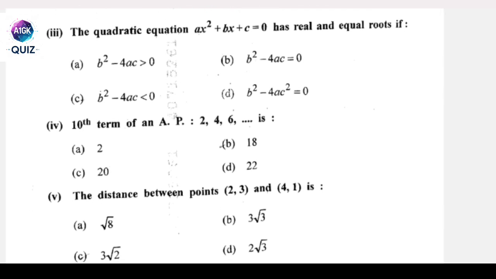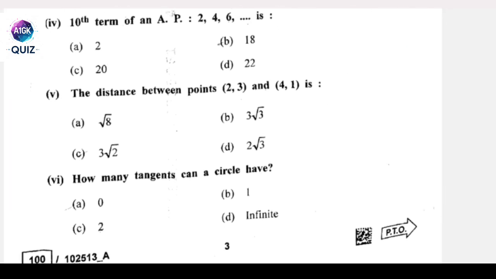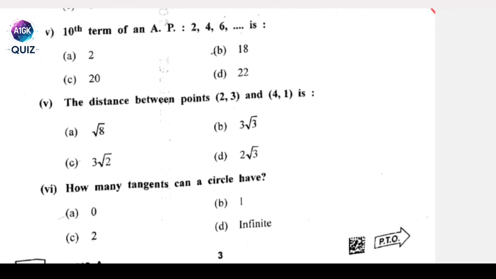After that, question number 3: the quadratic equation ax square plus bx plus c is equal to 0 has real and equal roots. If we have to know about real and equal roots, then b square minus 4ac is equal to 0. If distinct roots, then b square minus 4ac is greater than 0. If unreal roots, then b square minus 4ac is less than 0.